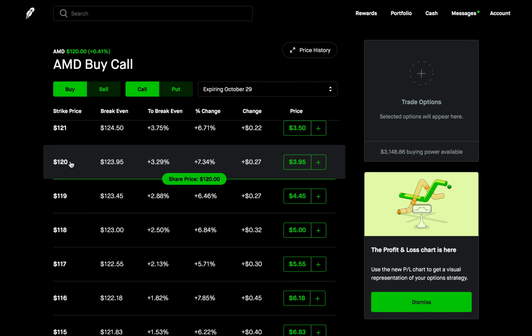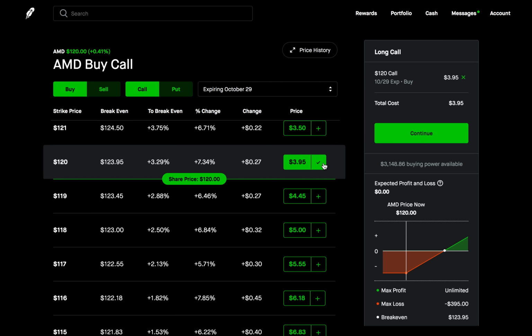Now, what you want to do here is buy it or you can sell it. It doesn't matter. The only thing you need to note here is that you're going to want to do the same transaction for both the call and the put that we're doing here. So I'll just do buy. I'm going to buy this call. So I'll go ahead and buy this here. It's going to cost $395.